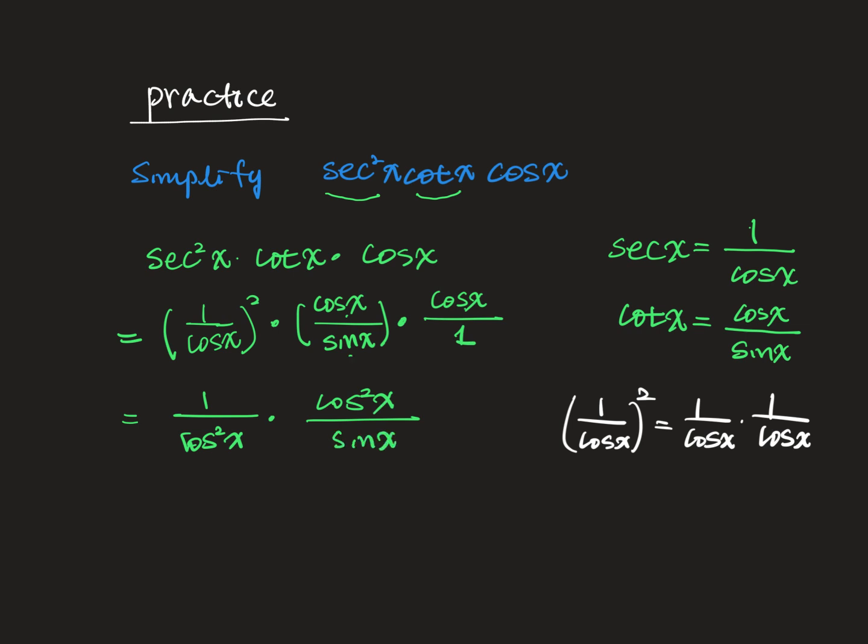So you simplify, and the cosine terms cancel out. What do you have? 1 over sine x, that's a fraction form. Change it: 1 over sine x is cosecant x. That's the very simple form of this one, guys.